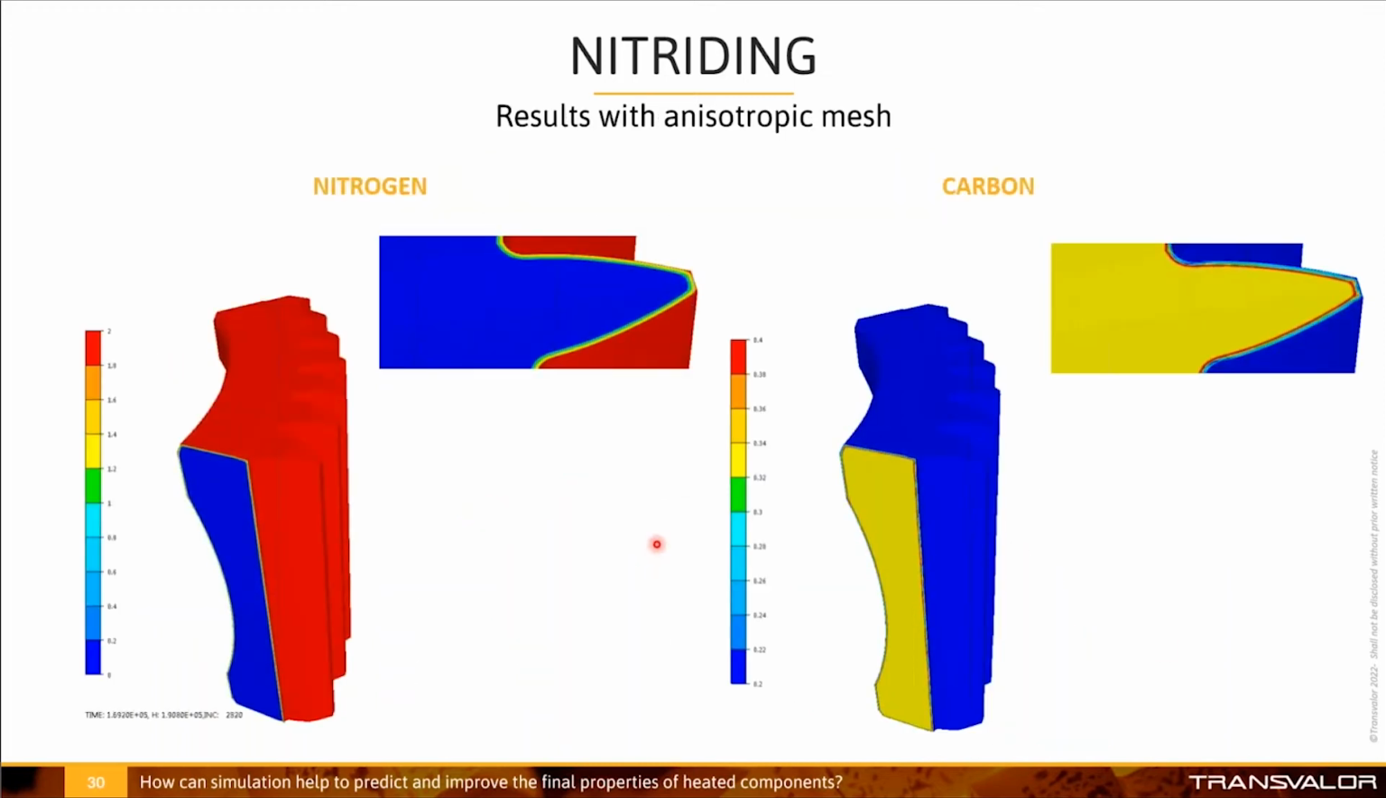Now we will focus on the nitrogen distribution during nitriding. Here we can see the nitrogen distribution, and here we see the carbon distribution. Then we can see the rediffusion of the carbon inside the part due to the nitriding.